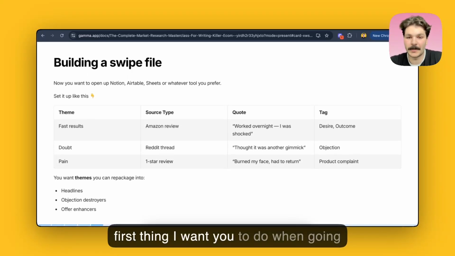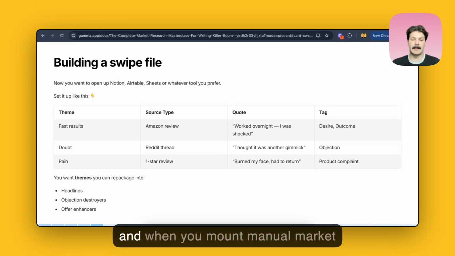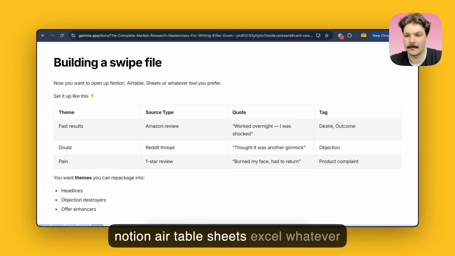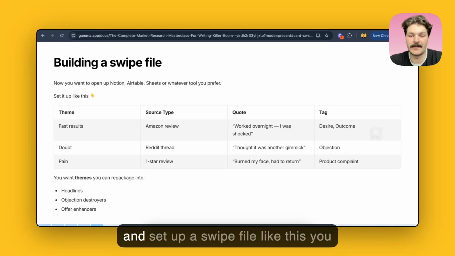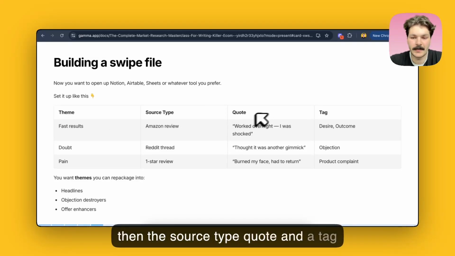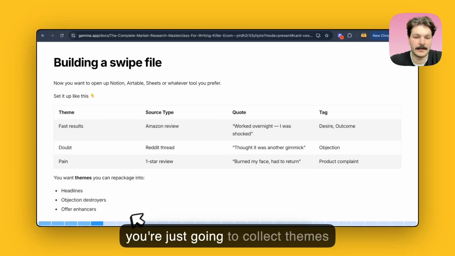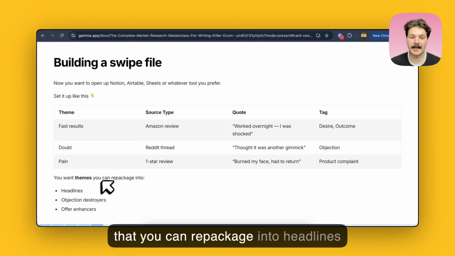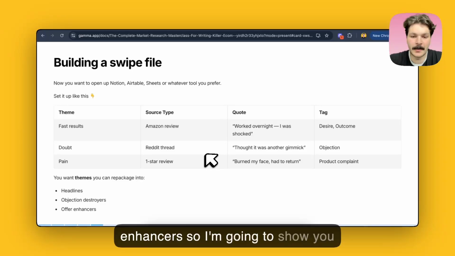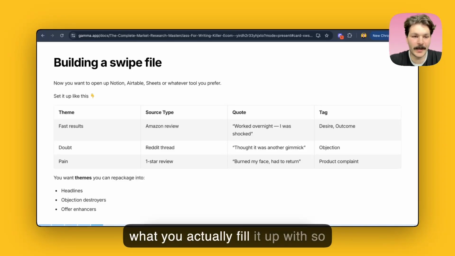So the first thing I want you to do when you do manual market research is start off by building a swipe file. Open up your Notion, Airtable, Sheets, Excel, whatever, and set up a swipe file like this. You want to build one column that says theme, then the source type, quote, and a tag. You're just going to collect themes that you can repackage into headlines, objection destroyers, and offer enhancers. So I'm going to show you what you actually fill it up with.